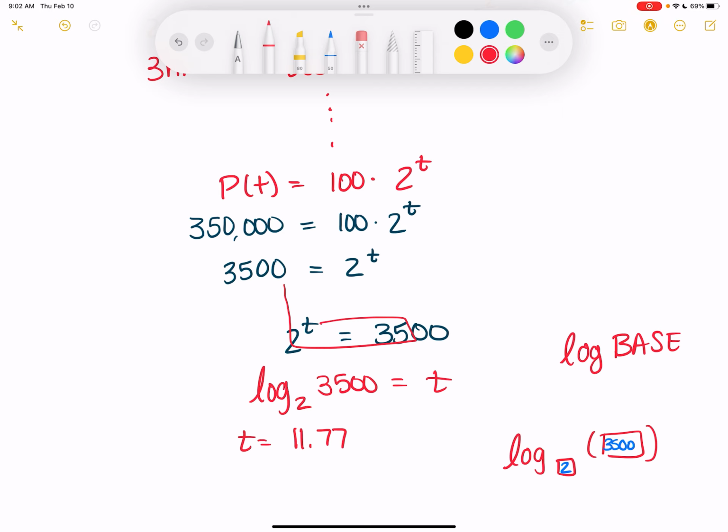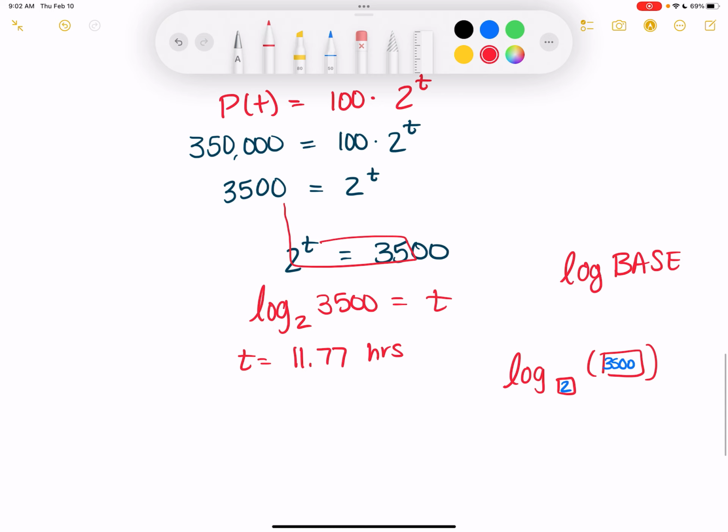So that would say that t is equal to 11.77. Now, I'm okay with this, but you've got to put your units on there. That's in hours. The way your book wants you to do it is to convert the 0.77 hours to minutes. So 0.77 times 60, because there are 60 minutes in an hour, is about 46 minutes. Technically it's 46.2 minutes. So your official answer would be 11 hours and 46 minutes.